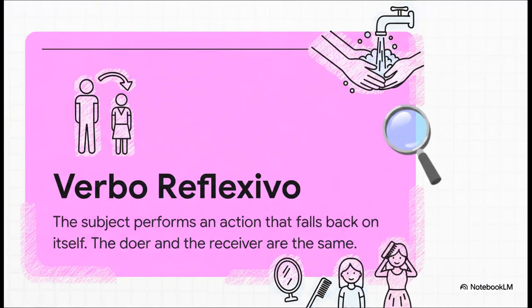Okay, so here's the formal textbook definition. A reflexive verb is used when the subject of the sentence is both the doer of the action and the receiver of that action. So if I wash my hands, I am both the washer and the washee.